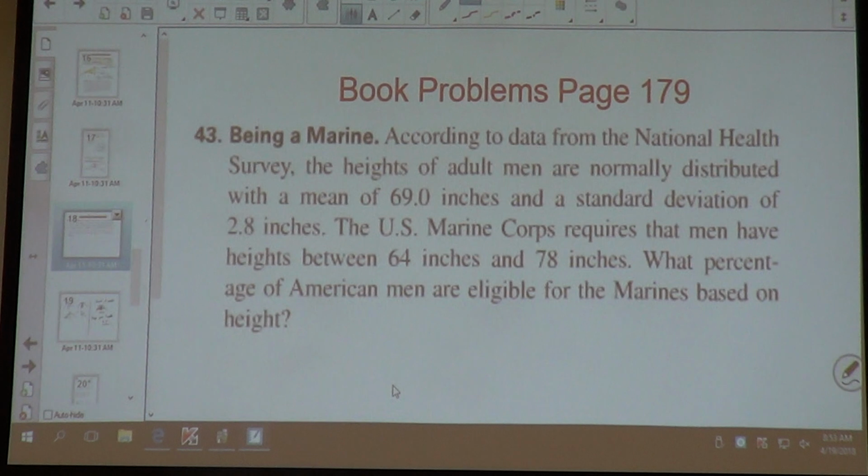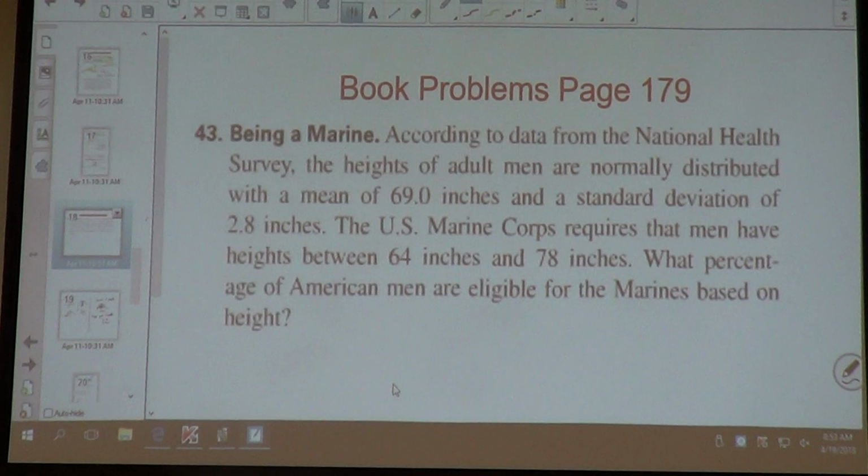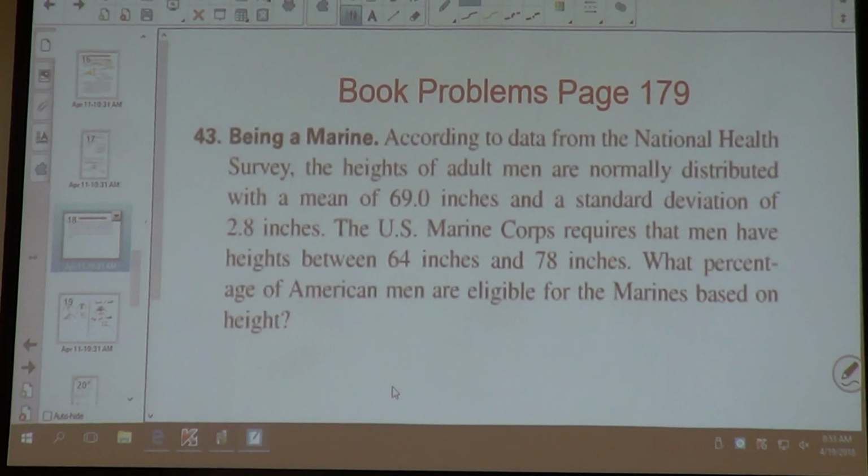All right, here's another good problem. This one was pretty cool. You can be too tall to be a Marine. They will not let you in the Marines for being too tall. That's what this one talks about. Are you serious? Or too short. Is it true? They do. Because if you're too tall, you can have a lot of health problems, and if you're too short, you can have a lot of health problems. So you have to be between 64 and 78 inches tall to go into the Marines.